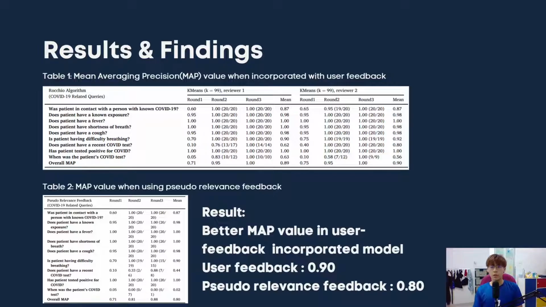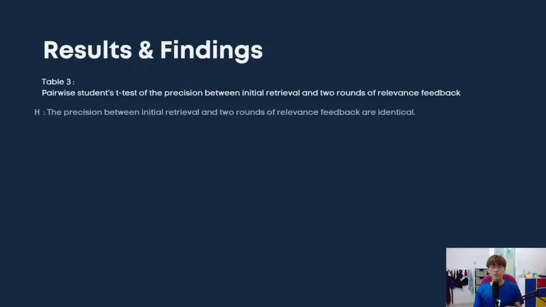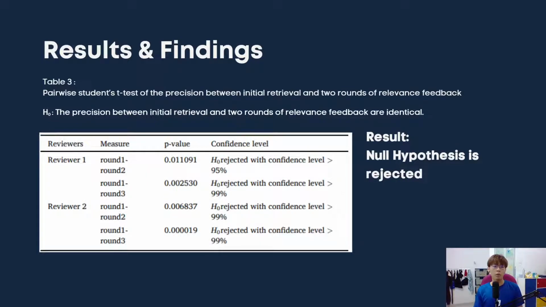Based on these two tables, we can see that when clinical BERT incorporated with user feedback, it achieved a mean average precision value of 0.9, which is higher than 0.8 when it incorporated with pseudo-relevance feedback. Besides, we can observe that the null hypothesis stating that the precision value between rounds of relevance feedback is the same is rejected, indicating there is no doubt that the user feedback is constantly improving the precision of the model.